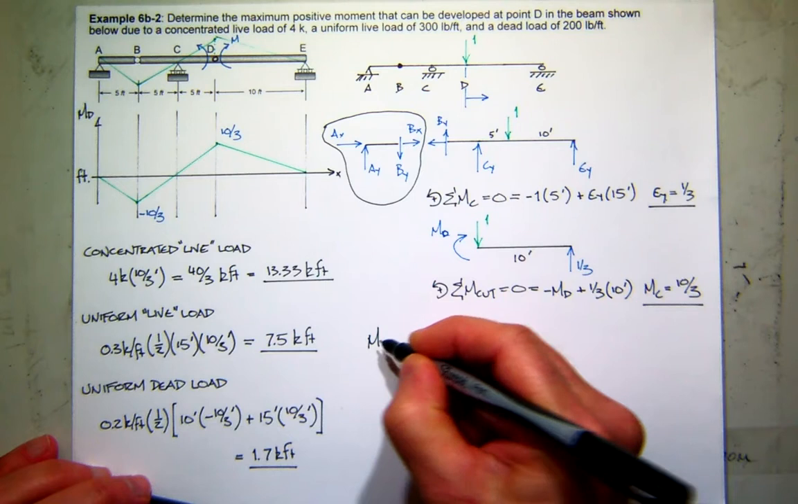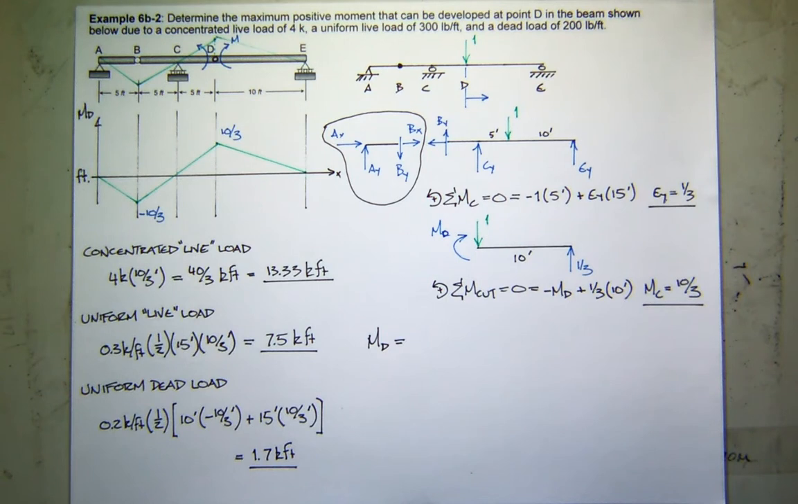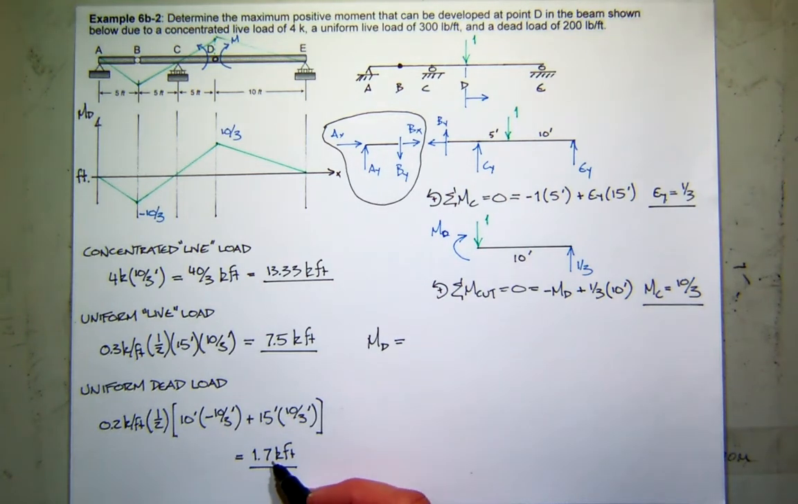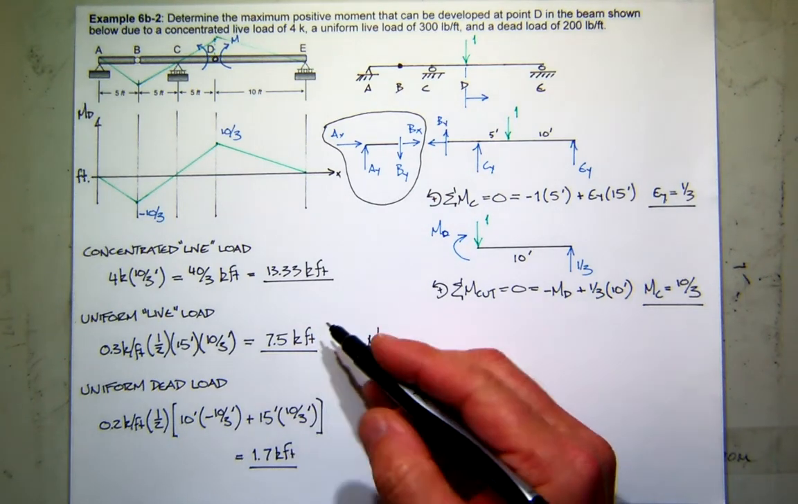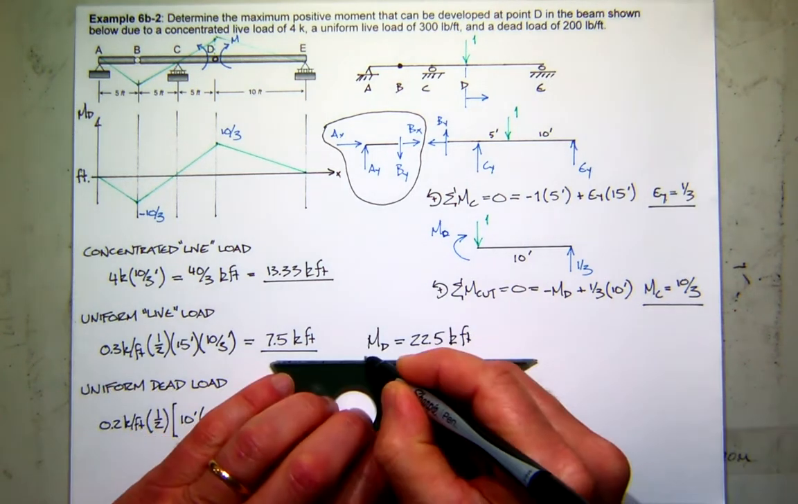So then the moment at D would be the sum of all those. This isn't 1.67 by any chance? Well, it's 1.7. It's 1.6 for here. Okay, so that plus that is 20, right? No, it's 15. Plus that would be 22.5, right? Right? No? Yes? This is probably 1.666666. This is 13.33333. Add those two together, you should get 15, right? So it should be 22.5. Is that right? So that's the maximum moment at D.